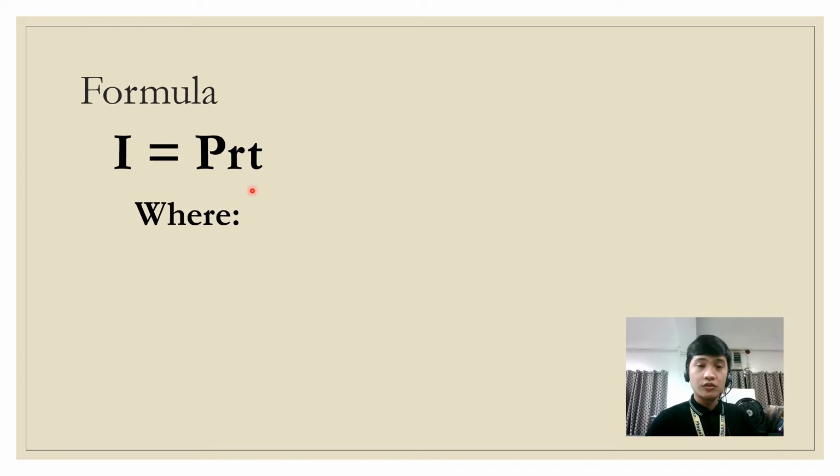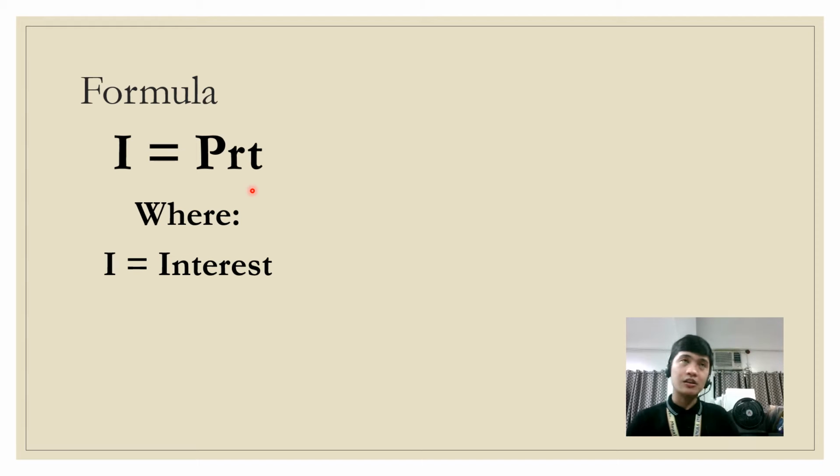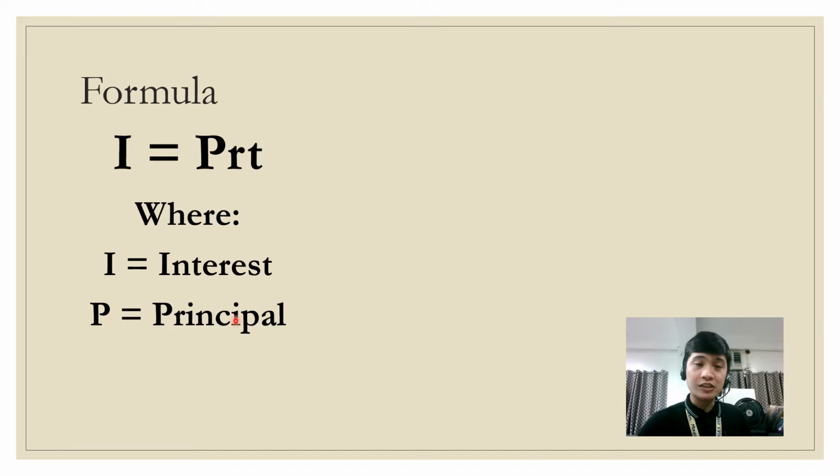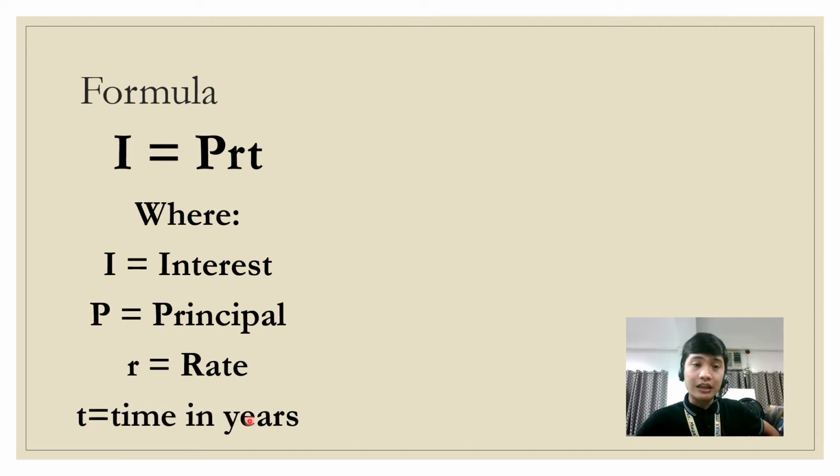So, ito po yun. Yung I natin, yan po yung interest. Yan yung amount na i-charge dun sa perang ininvest o hiniram in a given period of time with a specific percentage. Next one, yung P is yung principal. Base sa definition natin kanina, yung principal is yung amount na hiniram or ininvest. Next one is yung R, yan po yung rate. Okay? Usually naka-express yan as a percentage. And yung T natin, yan po yung time expressed in years. So, that is how we compute for the simple interest. I is equal to P multiplied by R multiplied by T.